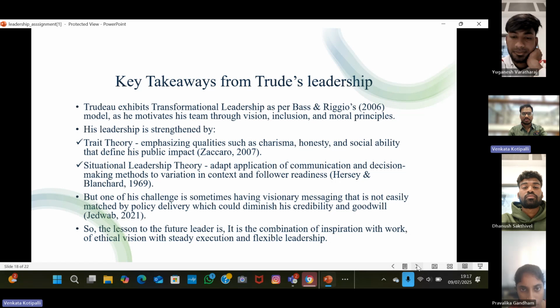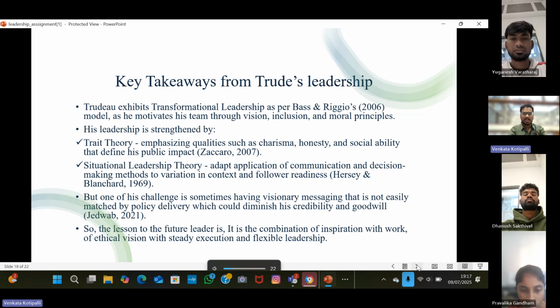Key takeaways from Trudeau's leadership. Trudeau exhibits transformational leadership as per Bass and Riggio's 2006 model, as he motivates his team through vision, inclusion, and moral principles. His leadership is strengthened by trait theory, emphasizing qualities such as charisma, honesty, and social ability that define his public impact. Judge, 2007.